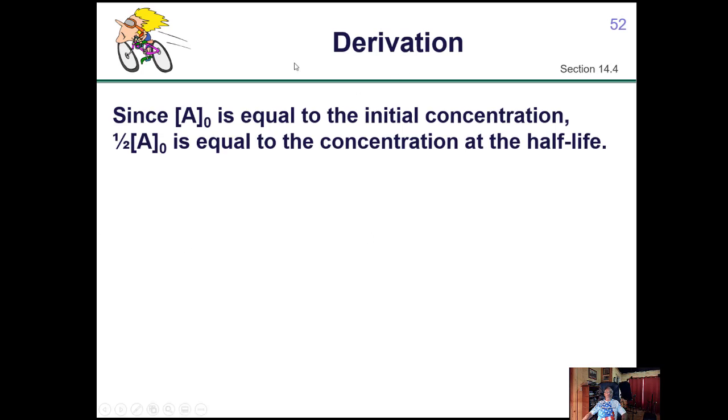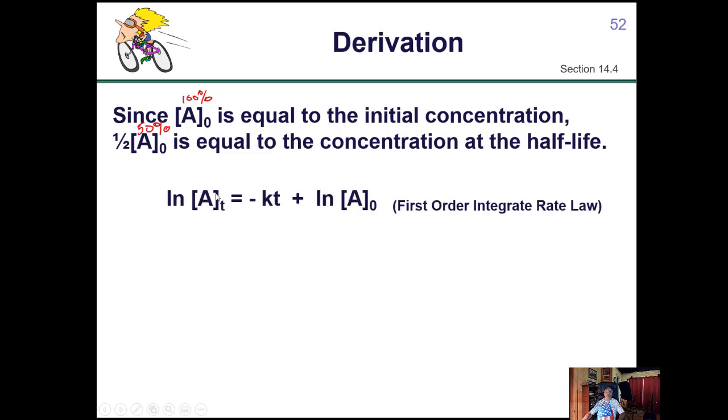So let's take a look at the derivation of half-life for a first-order reaction. So since A0 is the initial concentration, that's our 100% concentration, and then 1/2 of A0, that would be our 50%. So we would start here with 100%. One half-life goes by, we're now at 50% concentration, which is just 1/2 of whatever the starting concentration is. All right, so here's the first order integrated rate law.